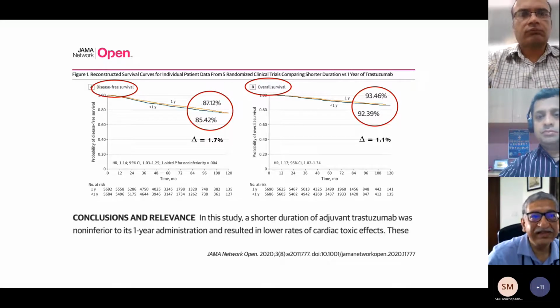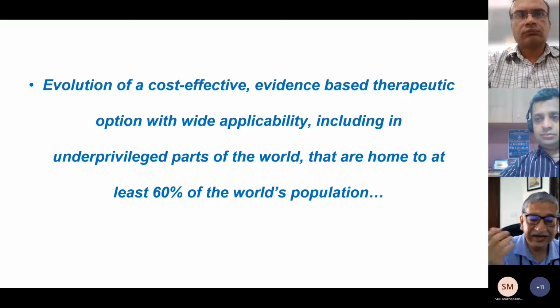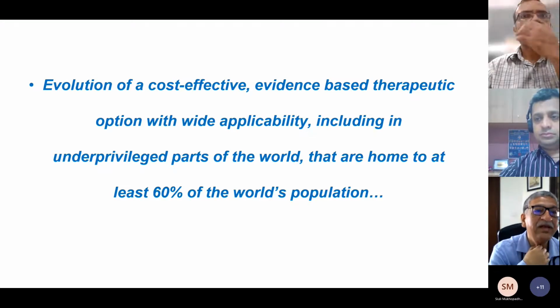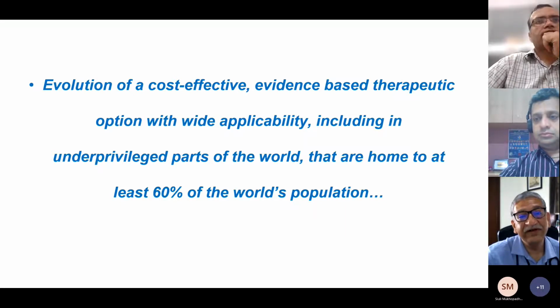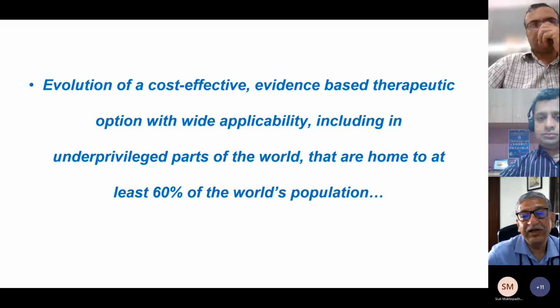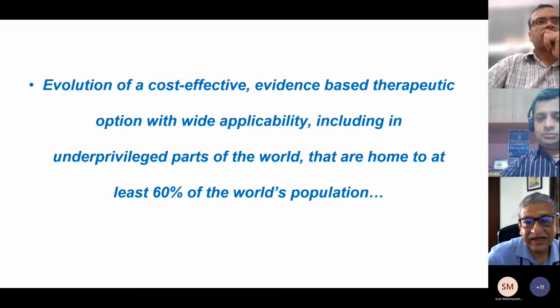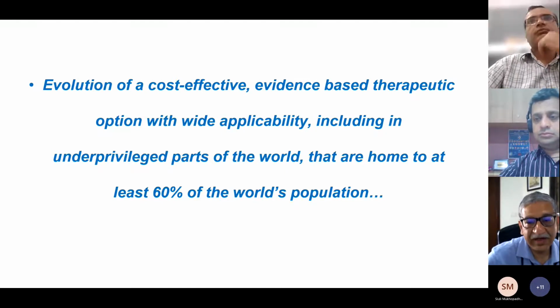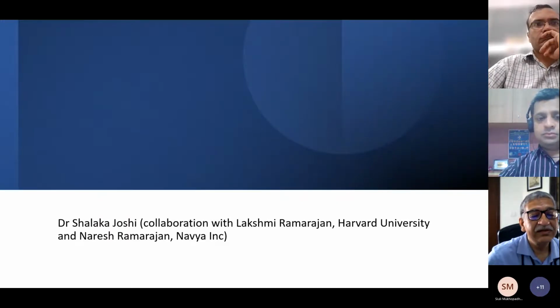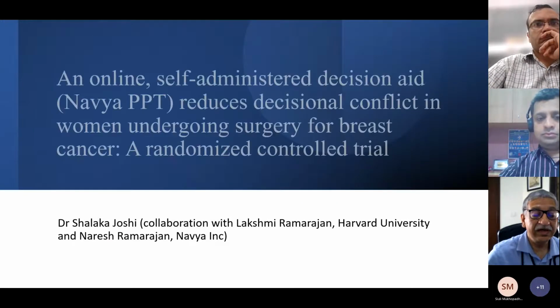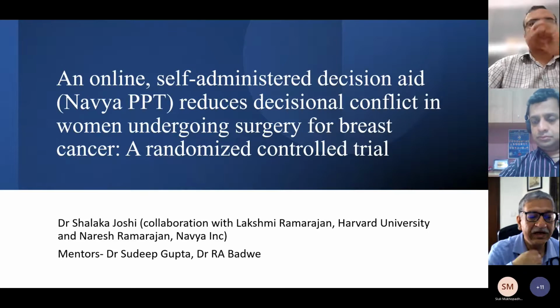Now 3 to 6 months is about 1/4 as expensive as its 1 year use, and this result has been adopted by the Ayushman Bharat, and we have contributed to a cost effective treatment that is applicable to more than half the world and extends the benefit of this treatment to many, many more patients. This is a study that was led by my colleague Shalaka Joshi.